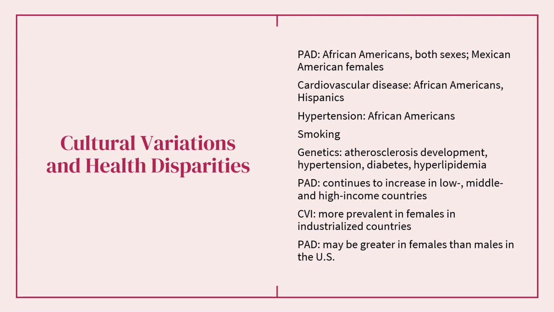And then sex differences. Chronic venous insufficiency is more common in females in industrialized countries. Peripheral arterial disease may actually be more common in females than previously thought in the US. So it's important because symptoms may present differently or be underdiagnosed. So again, we're assessing each patient individually while being aware of risk trends. So is this patient at higher risk? Am I screening appropriately? Are there barriers to care?